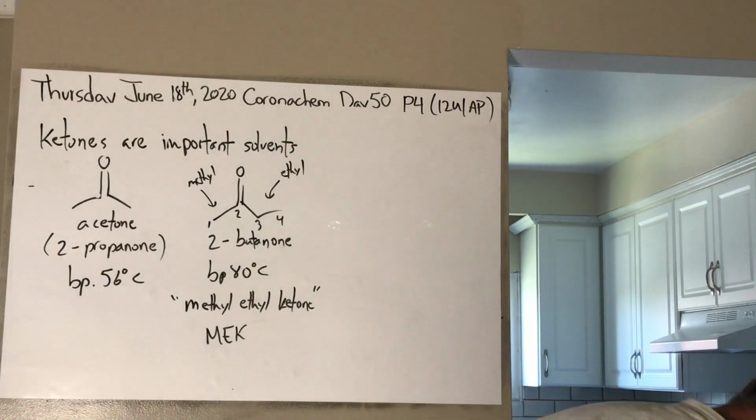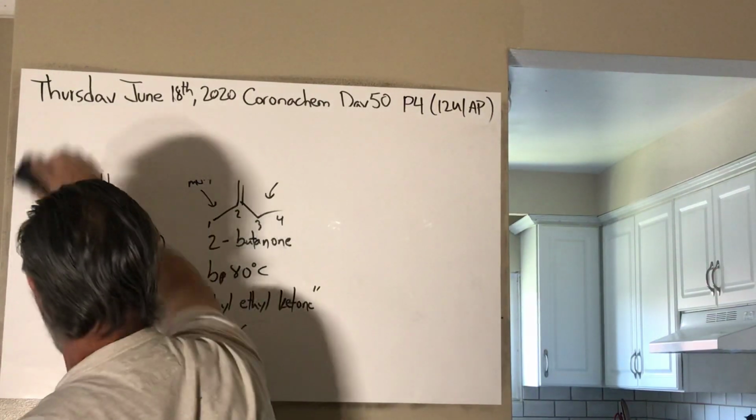Let's move on to weak acids. So weak acids are the carboxylic acids.